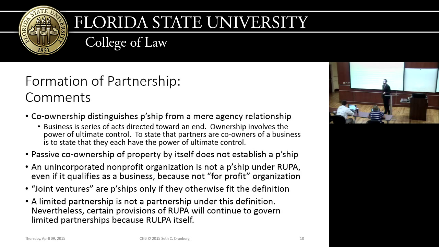So co-owners are different from mere agents. And in addition to having our agency principles, which underlie and undergird all of this, we also have some additional principles that govern partnerships specifically. Passive co-ownership of property does not by itself establish a partnership. It's co-ownership directed toward a business end, and most notably a for-profit business end.